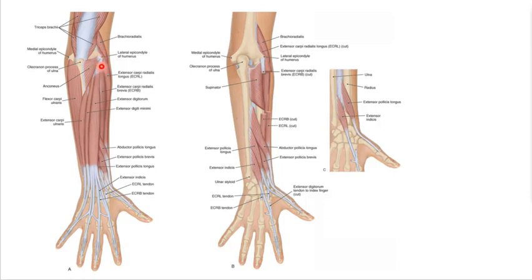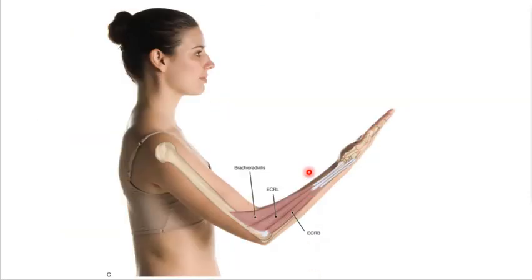These extensors, most of them cross from the lateral epicondyle, and they come down and they extend the wrist and then extend the fingers. So here you can see extensor carpi radialis longus and brevis, and both of these cross the elbow, and they have a weak influence over elbow flexion. So when you're doing a curl, you are sometimes training some of your wrist extensor muscles.